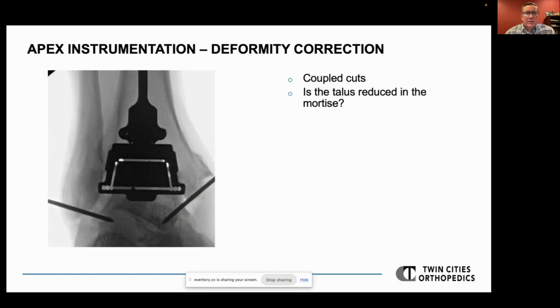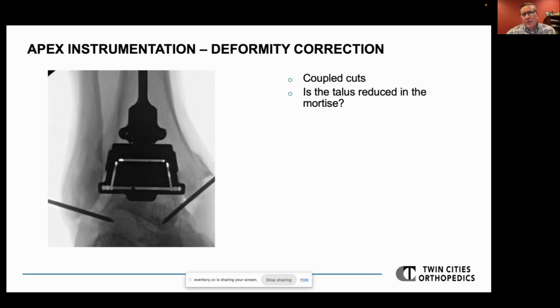I make sure I can get the talus reduced within the mortise first. And then this is a technique I like where I'll use these transmalleolar pins to hold that talus reduced anatomically in the ankle mortise. And then I'll go ahead and couple my tibial and make my dorsal talar cut.